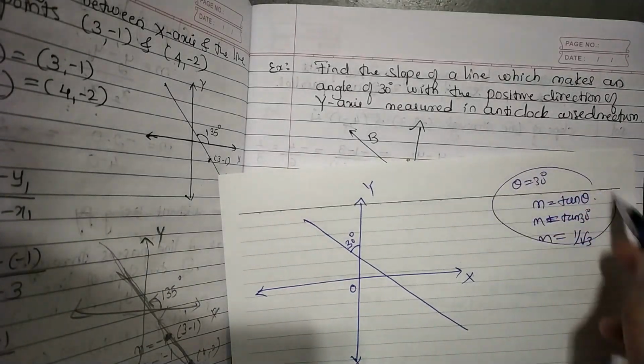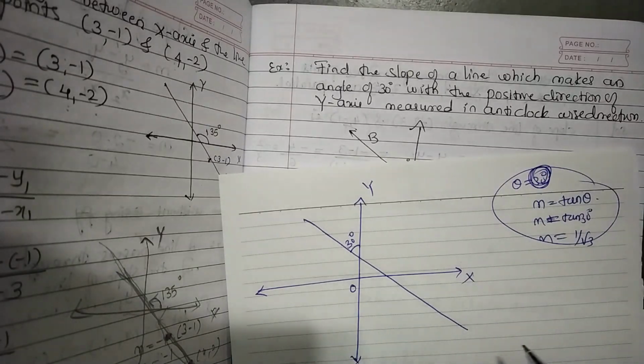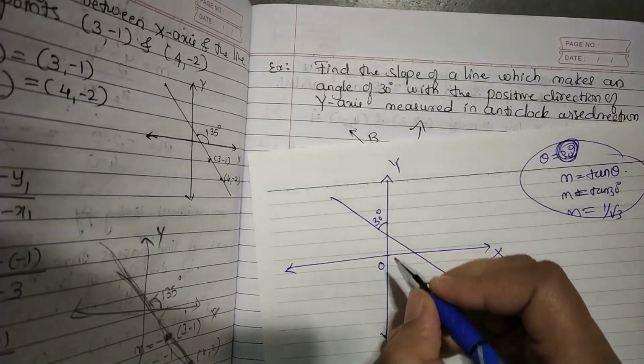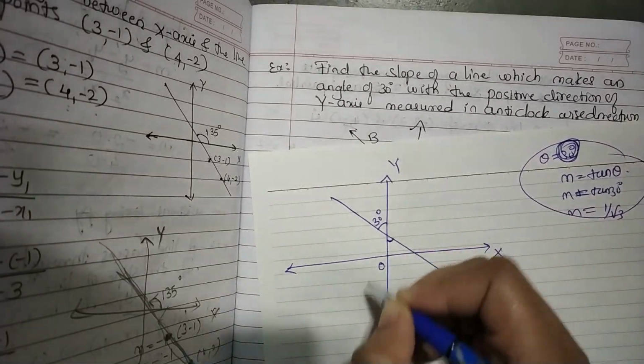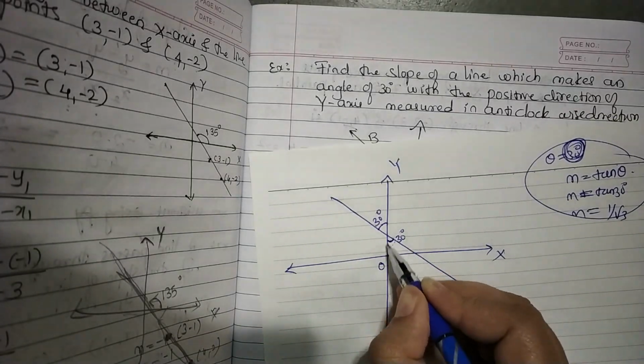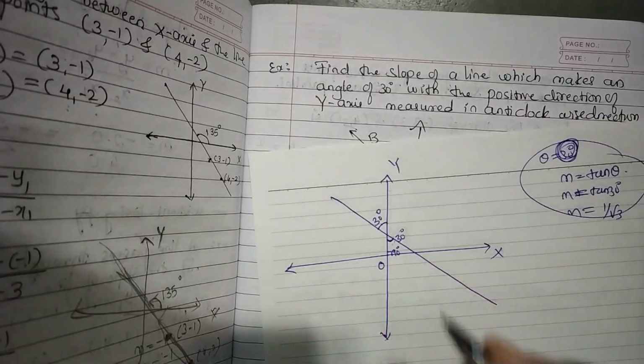But this is a wrong answer because this angle is with respect to the y-axis. We need to find the angle with respect to the x-axis. According to the definition of a slope, the straight line makes an angle theta with the positive direction of the x-axis. So the angle should be with respect to the x-axis. Now what about this angle? This angle is 30 degree, because opposite angles are the same. Obviously this is a right angle triangle.